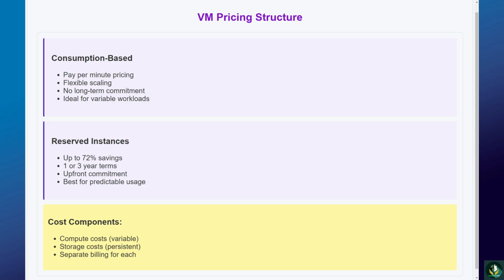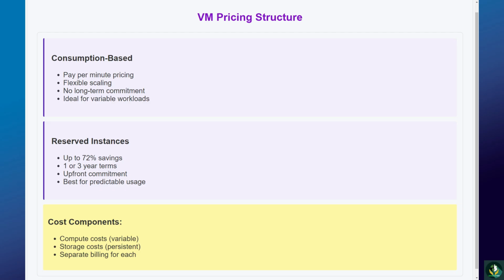Key aspects of compute pricing include consumption-based, or pay-as-you-go, pricing with per-minute billing, no long-term commitment required, and the ability to start and stop VMs as needed, ideal for development, testing, and variable workloads. Reserved virtual machine instances offer significant cost savings, up to 72%, with 1 or 3 year commitments. Predictable budgeting for steady-state workloads. Flexibility to exchange or return instances with a fee. Best suited for applications with consistent long-term usage.